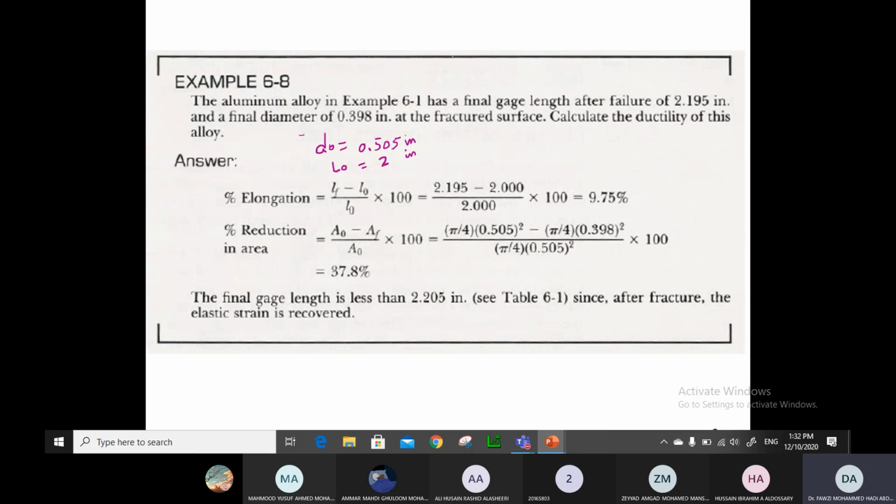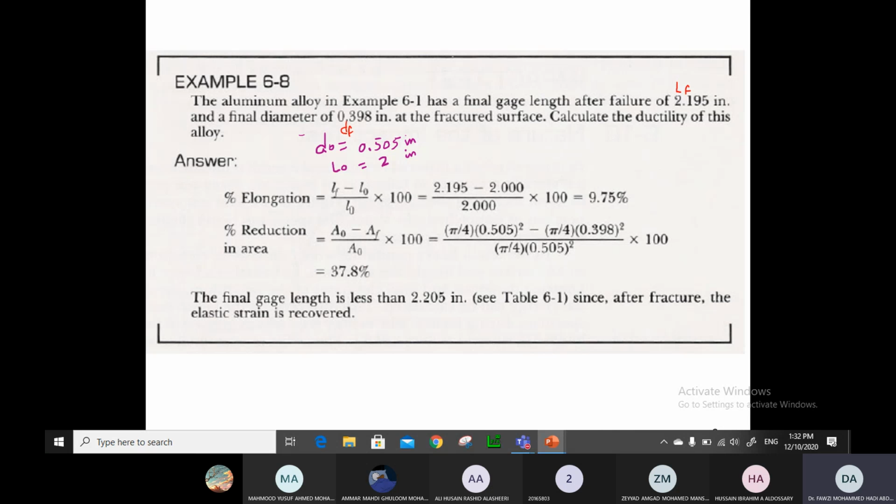Let's go to the last problem that we want to look at. It says an aluminium alloy, which we have seen, has a final gauge length after failure of this much. So this is the final gauge length, that's the L final, in inches. And a final diameter, that is the diameter after the failure has occurred.